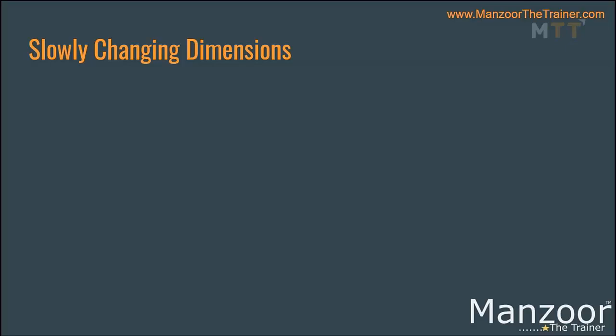For example, slowly changing dimensions means that in some scenarios there are a few parameters or fields that we need to update, but not frequently. Once in a year, or twice in a year, or once in 2 years. Can you give any example? What is the field that we update once in a year? Any scenario you take?